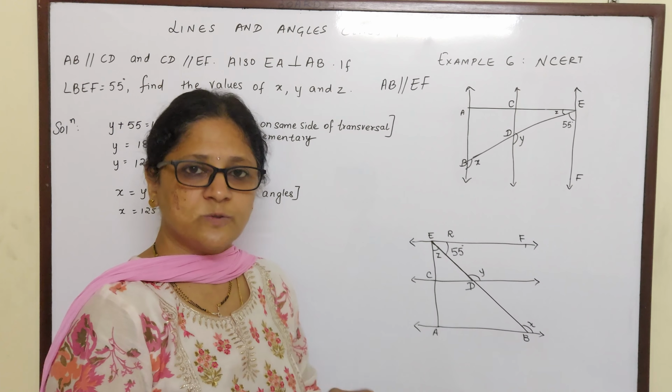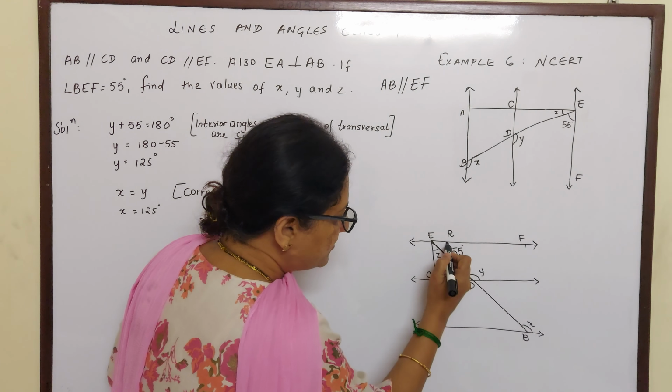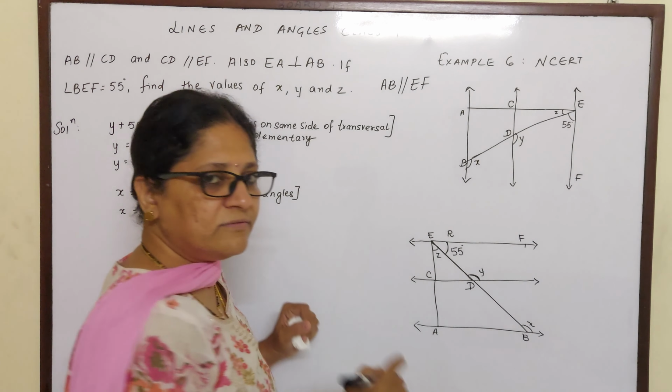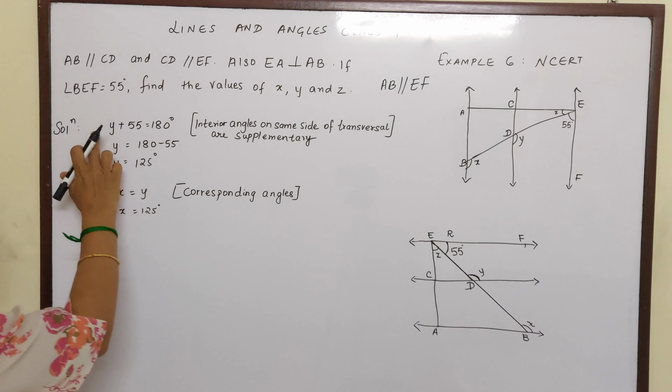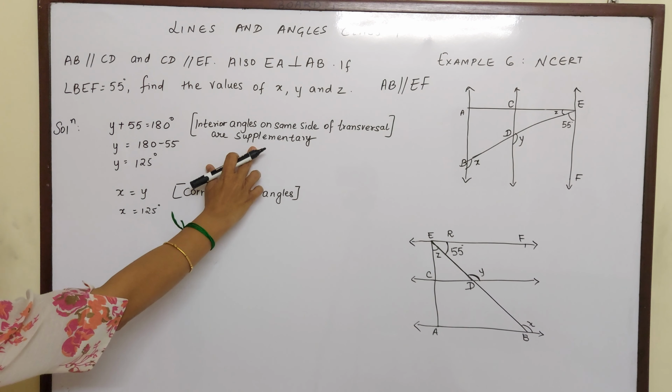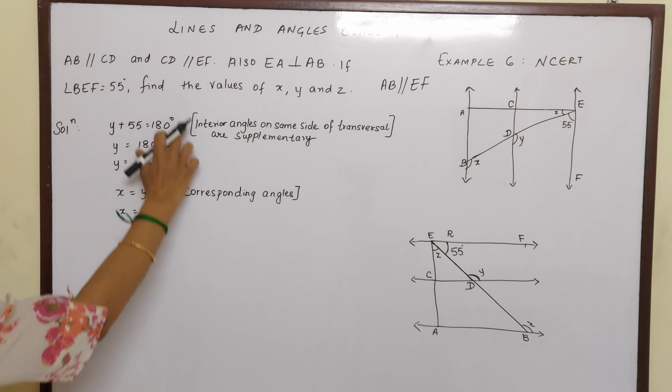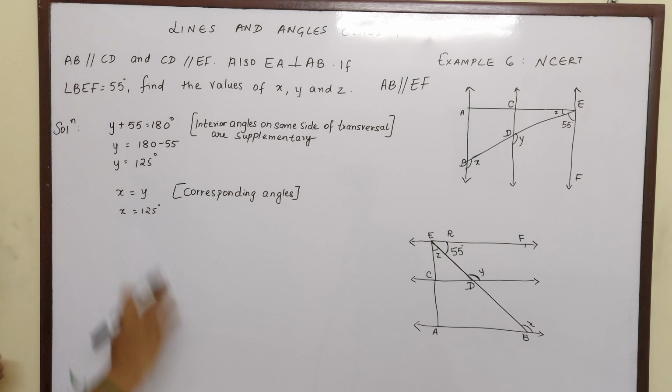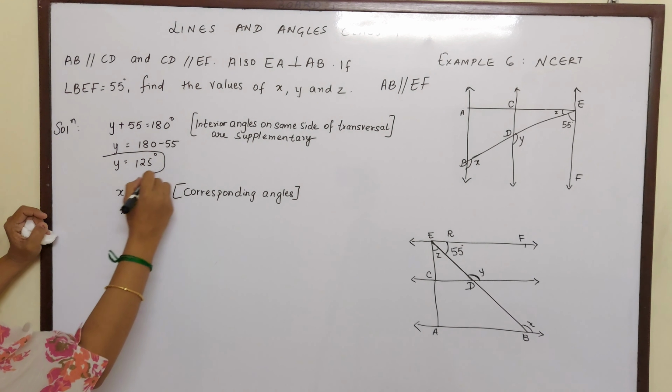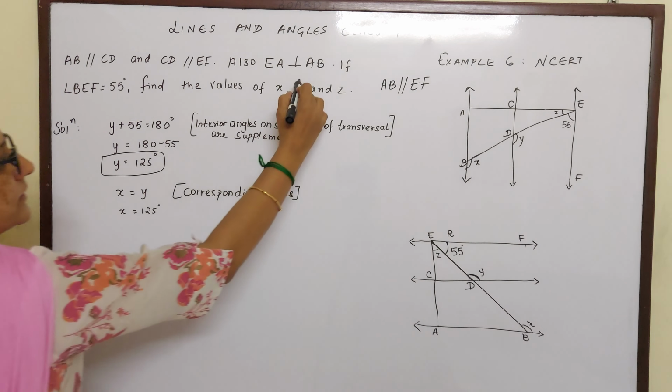That means their sum is 180 degree. That means 55 plus Y will be 180. The reason is given here. So keep Y here, transfer 55, you will get Y. So Y is 125 degree. You have got Y. Next.